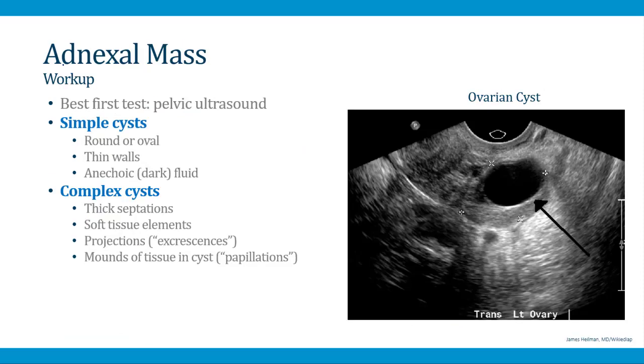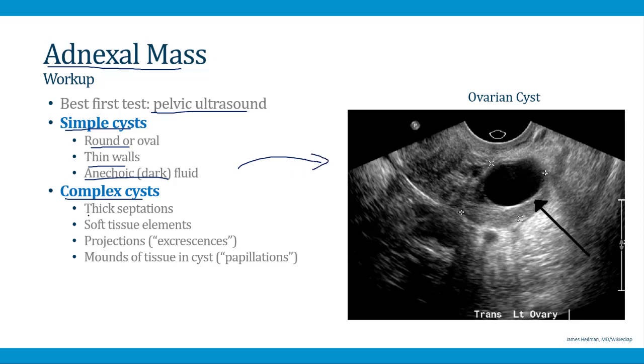So we've already talked about how in a woman with an adnexal mass, when you're evaluating her for a possible ovarian mass, the best first step is a pelvic ultrasound. If the pelvic ultrasound identifies an ovarian cyst, the next step depends on whether the cyst is a simple cyst or a complex cyst. Simple cysts are very likely to be benign. They're round or oval, they have thin walls, and they're filled with anechoic, meaning dark, fluid. This is a picture of a simple cyst shown in the slide here.